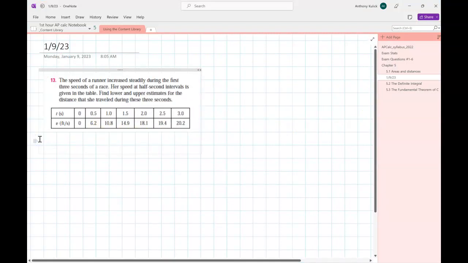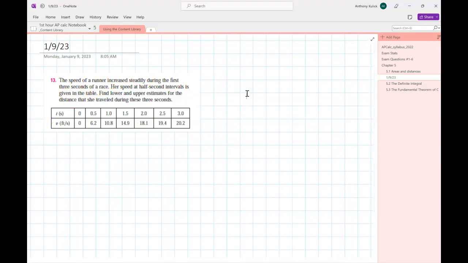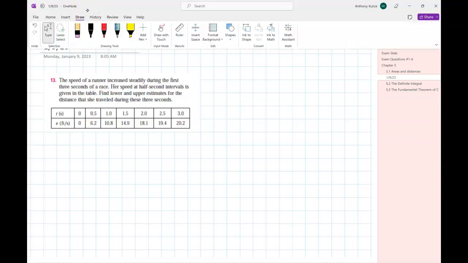So it says the speed of a runner increased steadily during the first 3 seconds of a race. Her speed at half second intervals is given in the table. Find the lower and upper estimates for the distance that she traveled during these 3 seconds. So when we ask for a lower and upper estimate, what are we really asking for? We're doing the left and the right sums. Okay.